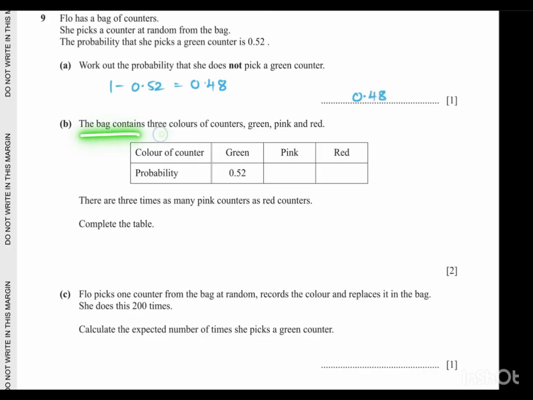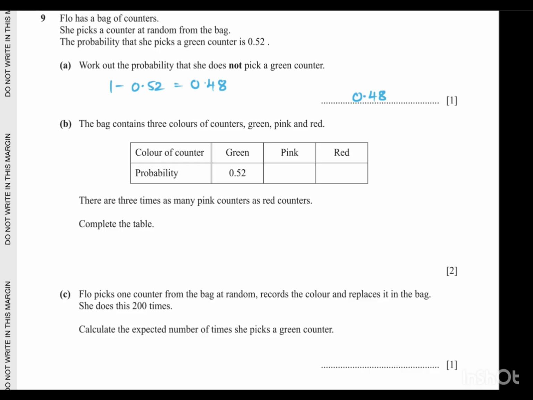Question B now. The bag contains three colors of counters: green, pink, and red. There are 3 times as many pink counters as red counters. Complete the table. The table is given here. The color of the counter is given as green, pink, and red. Probability of only green is given. Pink and red we need to fill here. And they also gave us the clue that there are three times as many pink counters as red counters.